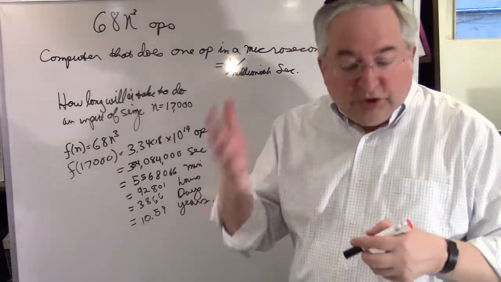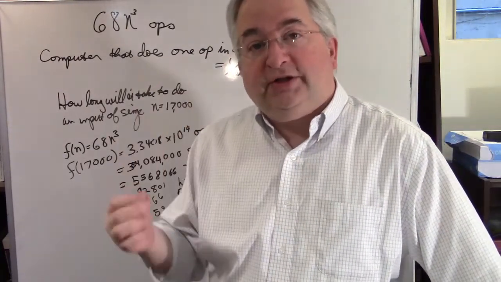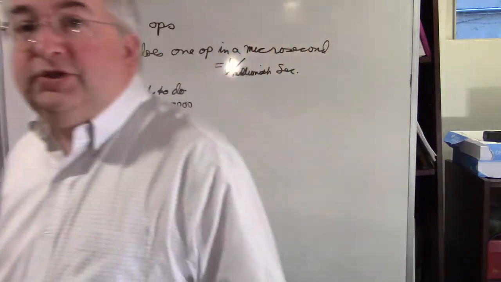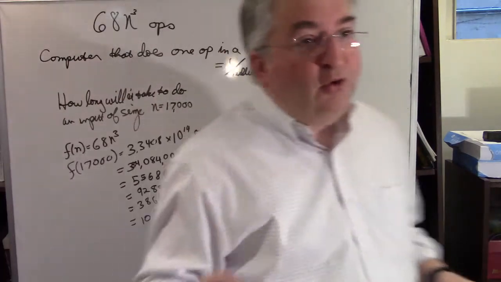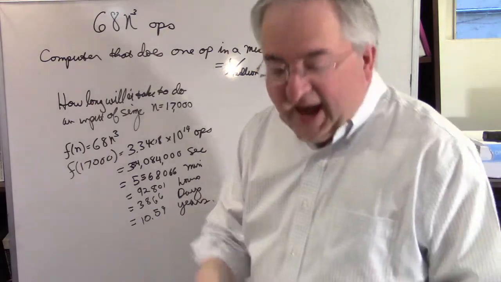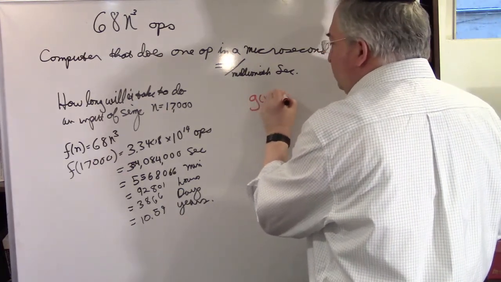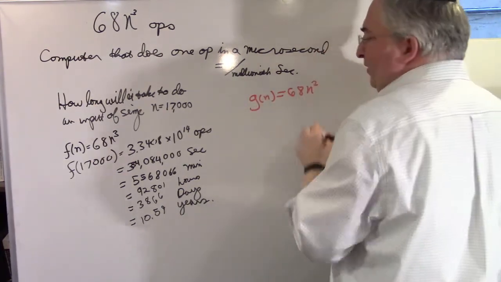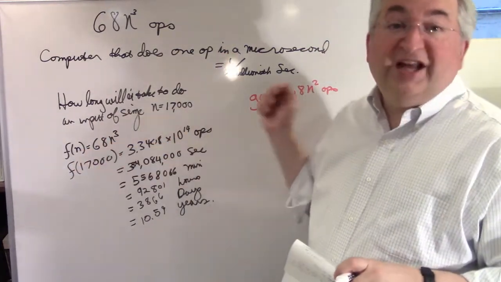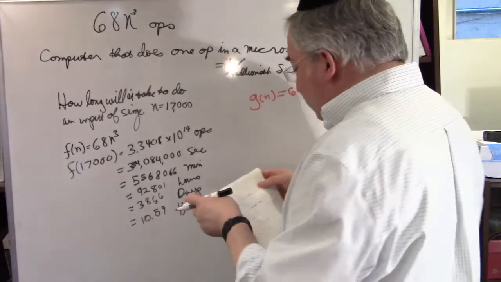Now, I just want to go to the side of the board for a second and say, you know what? Let's say that you actually thought about this problem and you didn't just do the regular algorithm, but you took Yanofsky's algorithms class and you did something really clever with the algorithm, and you got another algorithm that does it in g of n, which equals 68n squared operations. So instead of n to the third operations, you need n squared operations. That would be much better. So let's just see how long that would take.